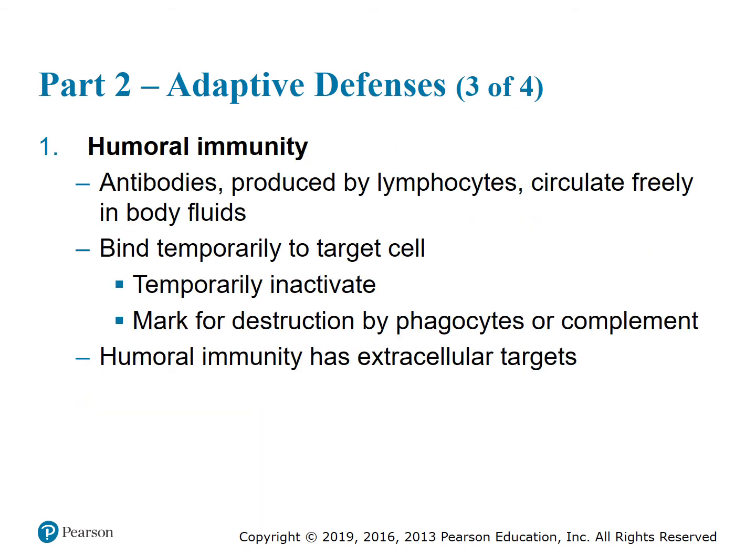Humoral immunity, like I said, involves the production of antibodies, which are produced by lymphocytes, and they circulate freely in body fluids. They bind temporarily to the target cell, temporarily inactivate the target cell, and mark it for destruction by phagocytes or complement. Humoral immunity has extracellular targets.